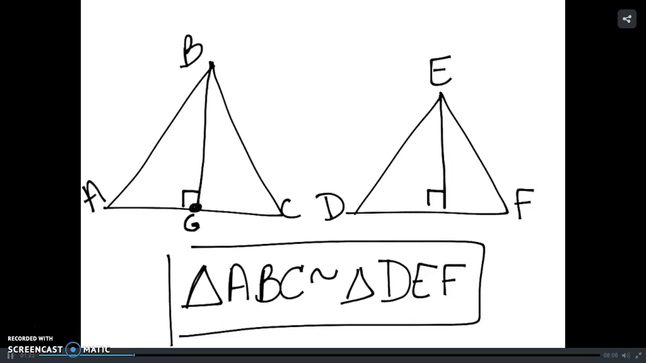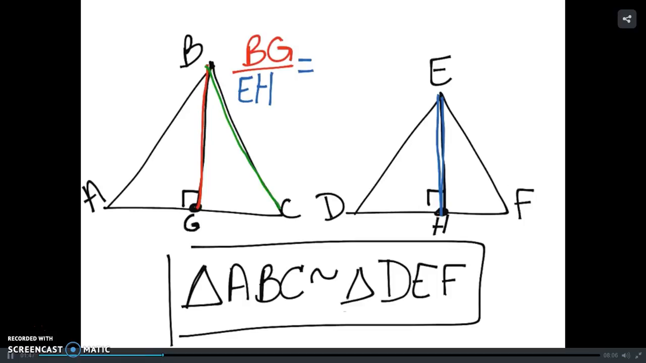Okay, so let's go ahead and I'm going to give this a name down here. So we'll call this G and we'll call this one H. So we can name our altitudes. And so we're going to say BG, the altitude of the first triangle, over EH, the altitude of the second triangle, would be equal to BC over EF. And I've gone ahead and color-coded each of those lines so that you can see where I'm getting those from.